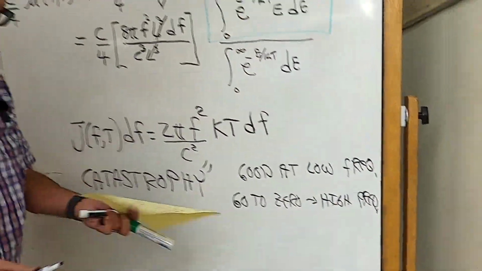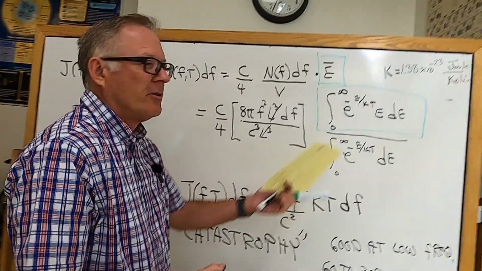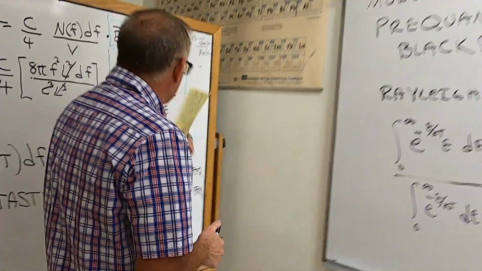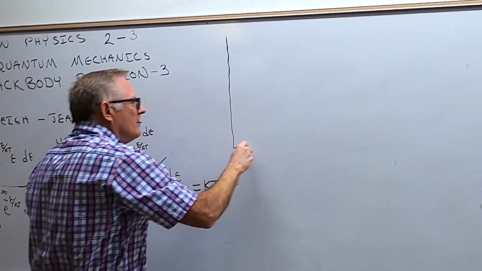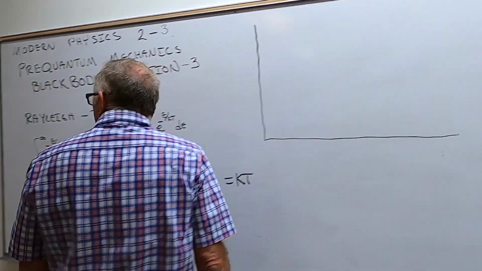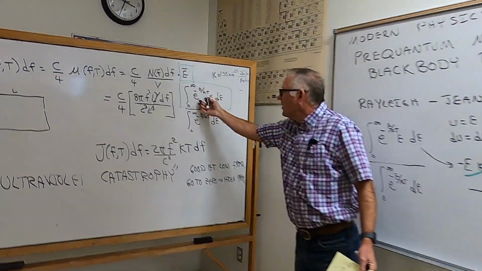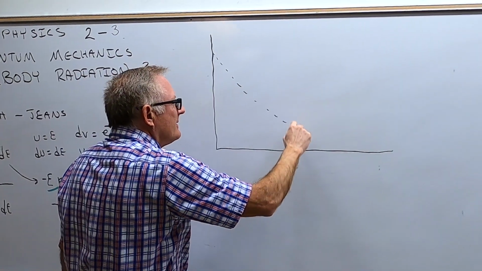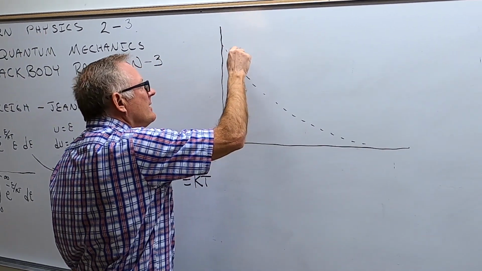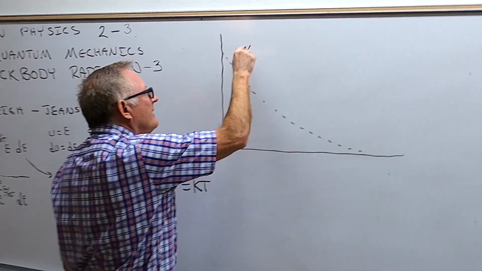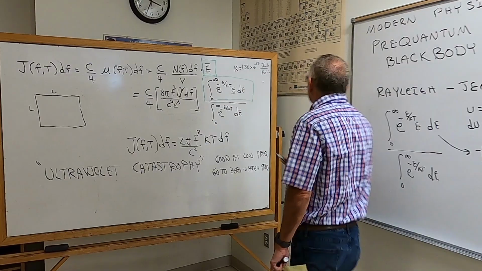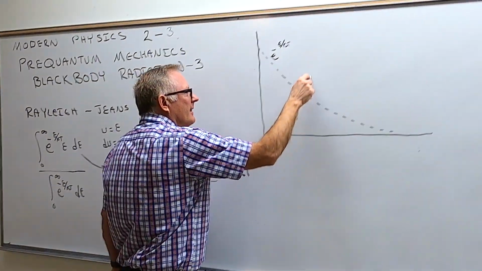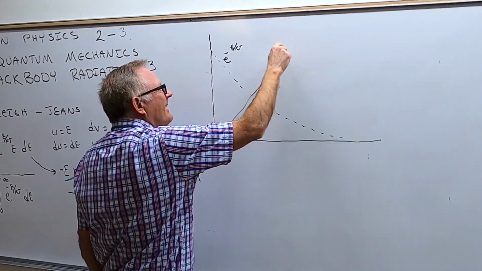So how can he do that? Mathematically, how can I make this integral do that? Well, let's look at this integral for a minute. If we were to plot out, first of all, just the exponential term, it kind of looks like this. There's your e to the minus e over kt. And then the other term, which is just e, just looks like that. So there's your e term.